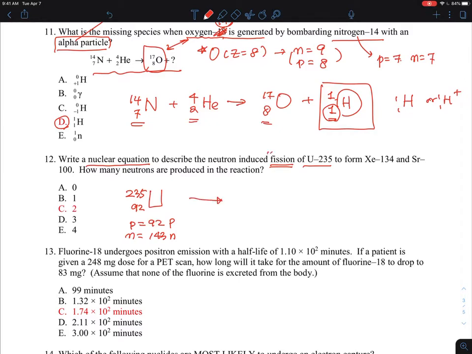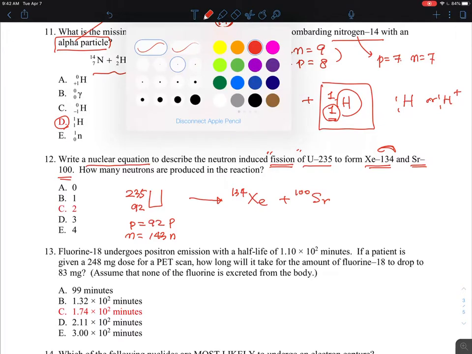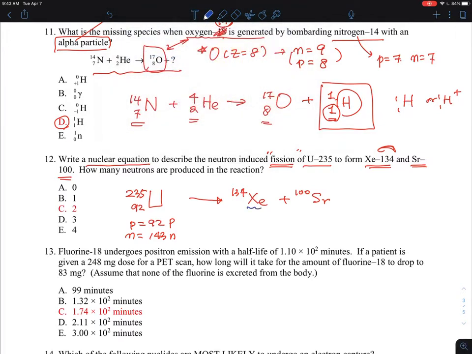That's what fission is about. The xenon and what they call strontium, 100. So what this information is, xenon and the strontium. And they give you the mass, 134 and 100. And what you need to do now is look at the information of the xenon.